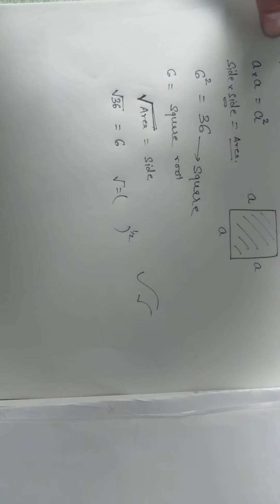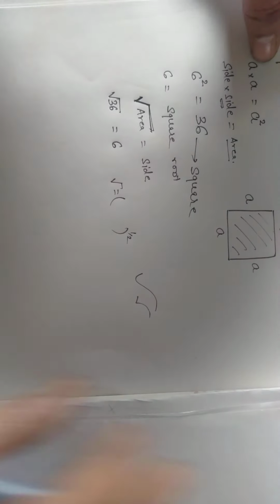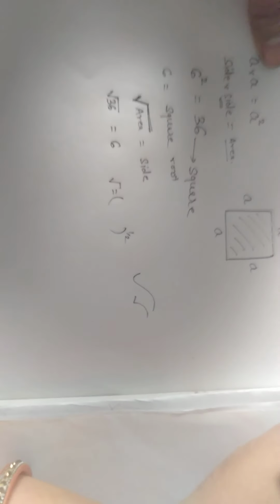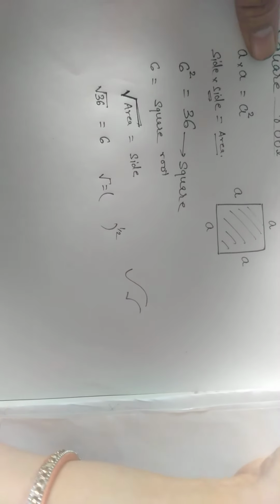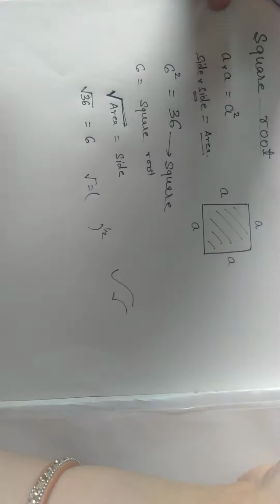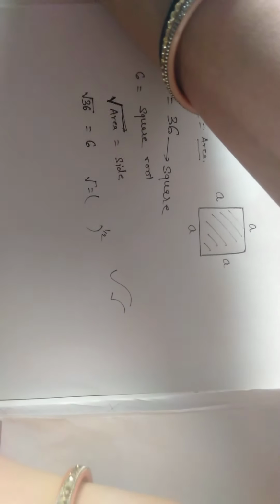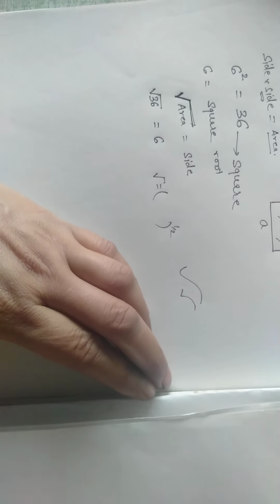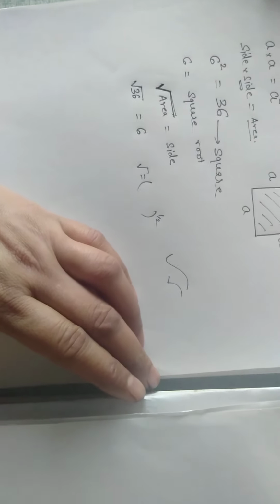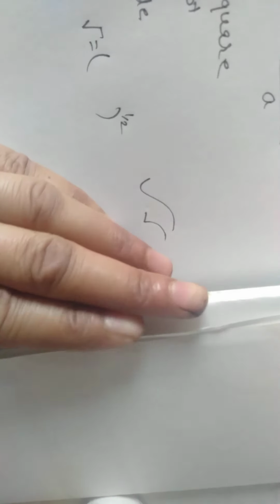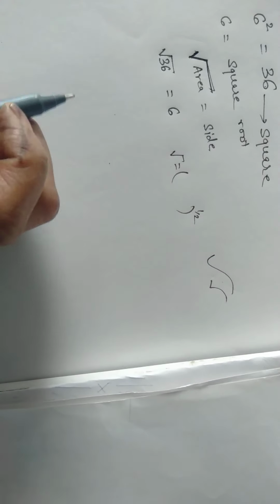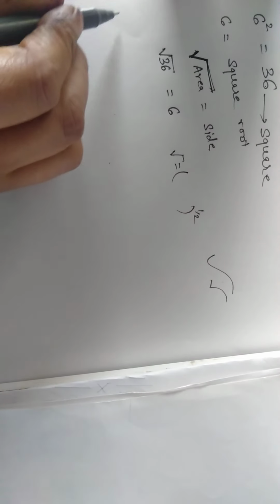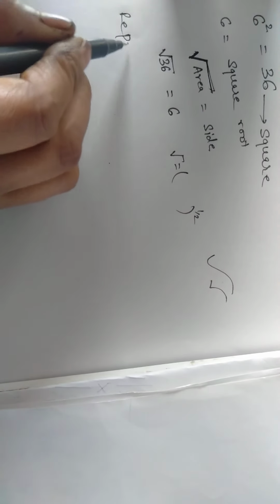Now, there are different methods to find the square root of a particular number. Let's see how many methods there are: the prime factorization method, the repeated subtraction method, and the long division method. One by one I will explain all the methods. The first one is the repeated subtraction method.